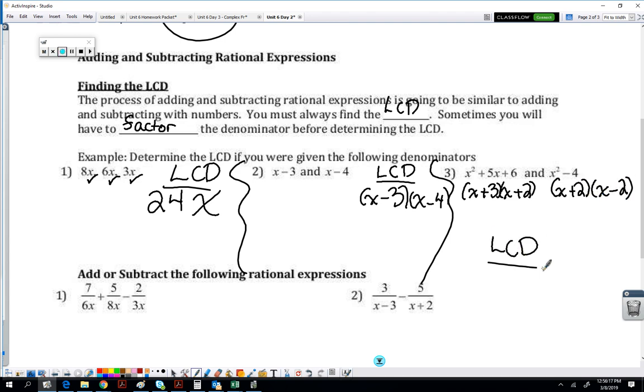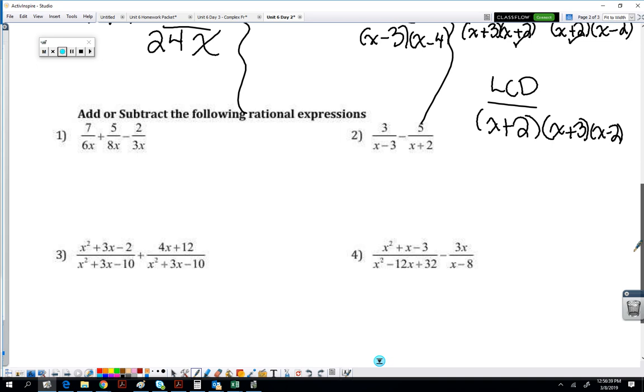So for the LCD, you're going to start with the common factors. See what they have in common. I have x plus 2. They only have one of them in common. And now you say to yourself, do I have anything else in common? You don't. So you just bring along the rest. So that whole entire thing is your LCD. Now, we're going to extend it to actual problems.